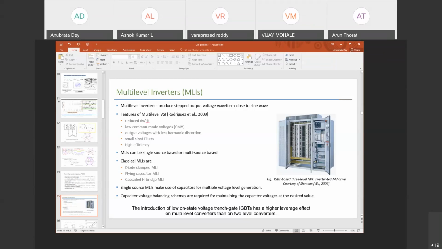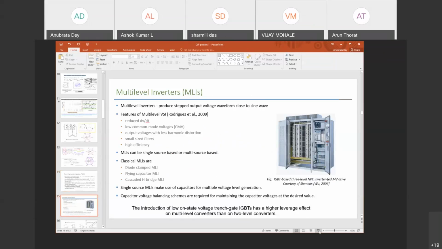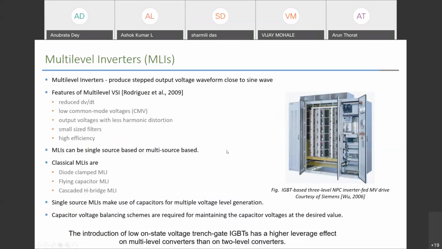And output voltage. Sir, change your slides to slide show mode presentation. Okay. Yes, now it is fine, I think, ma'am. Yeah. Thank you, ma'am. Thank you. So now it is visible clearly.